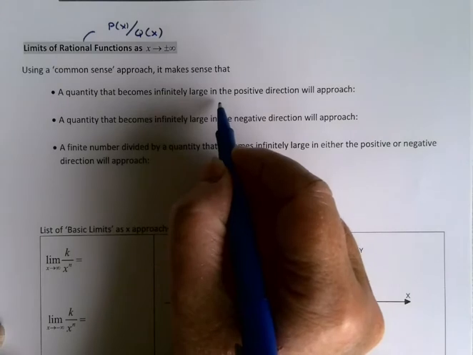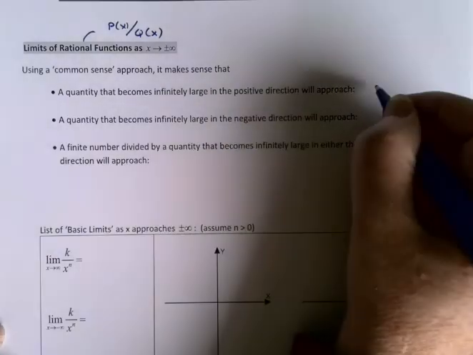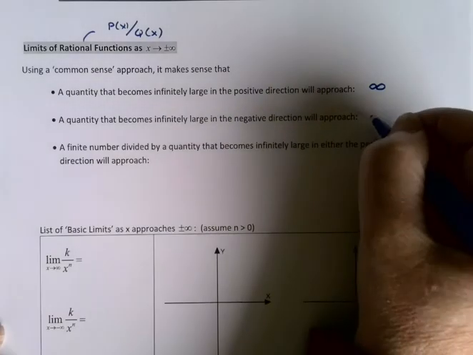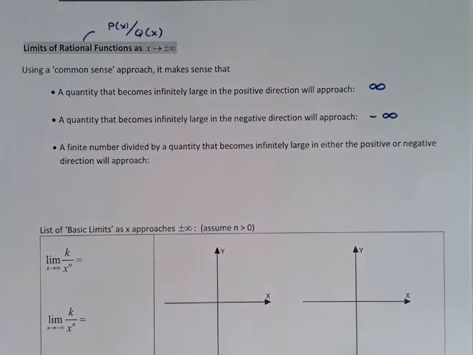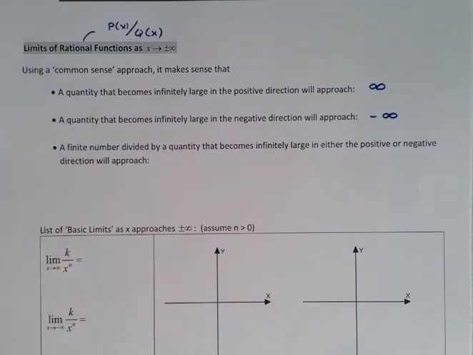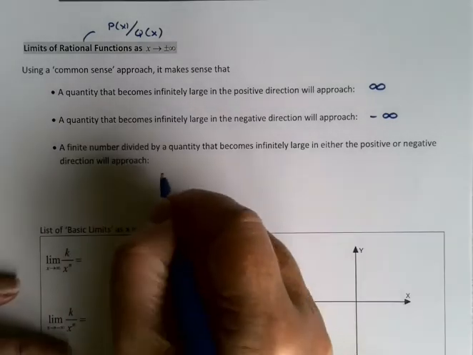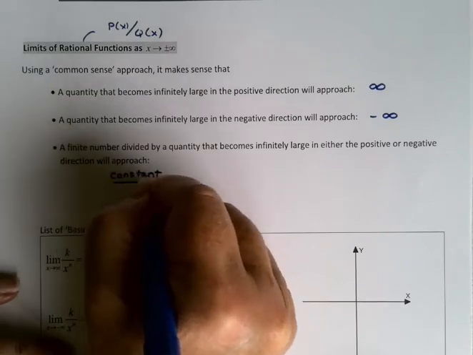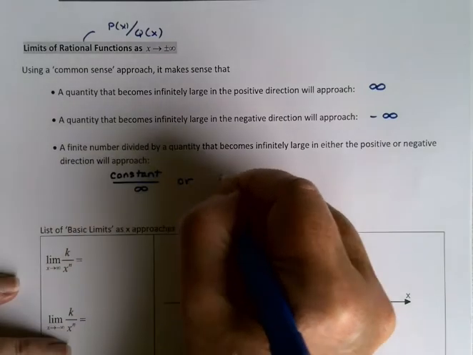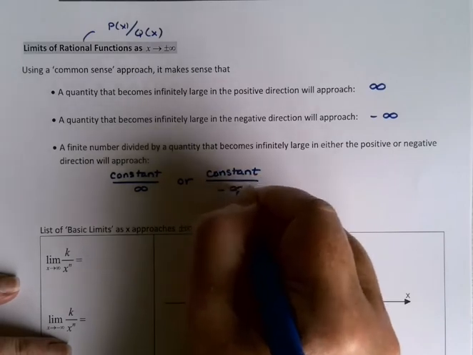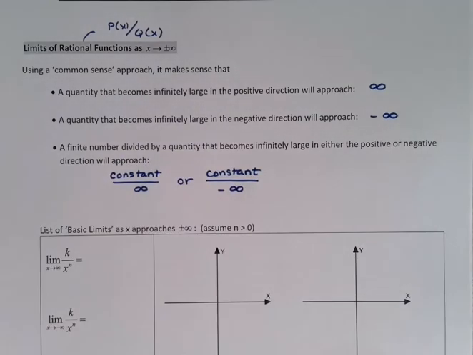If a quantity becomes infinitely large in the positive direction, we say it approaches infinity. And if it becomes infinitely large in the negative direction, we say it approaches negative infinity. If we have a finite number divided by something that becomes infinitely large, either way, positive or negative direction, let's think about what we have. We have some constant, some finite number over something infinitely large, or possibly some constant finite number over something infinitely large but in the negative direction.